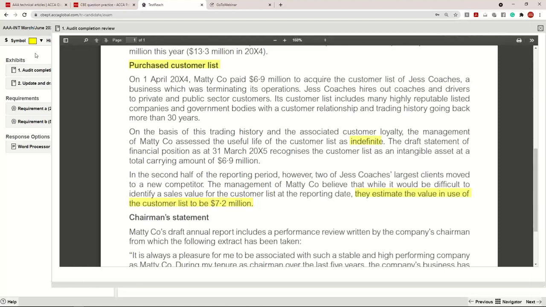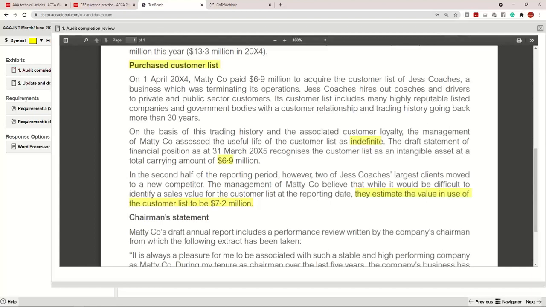First, about the indefinite life. Second, about the value in use. Is the value in use more than the carrying amount of the asset? The carrying amount of the asset is 6.9 million. So is there a need to recognize the impairment loss? No, because the value in use is higher than the carrying amount. So there is no need to recognize the impairment.